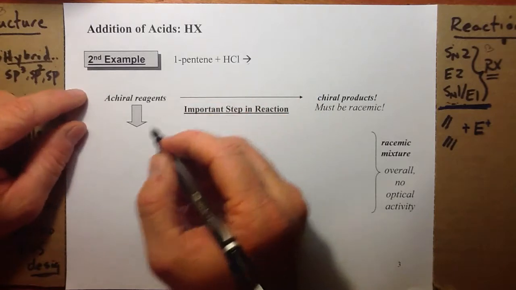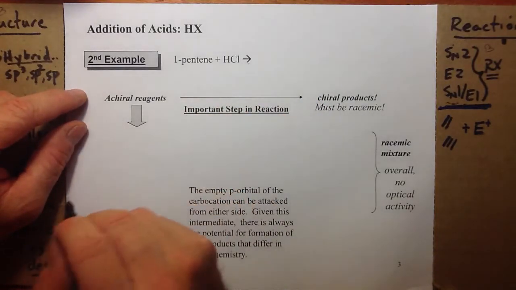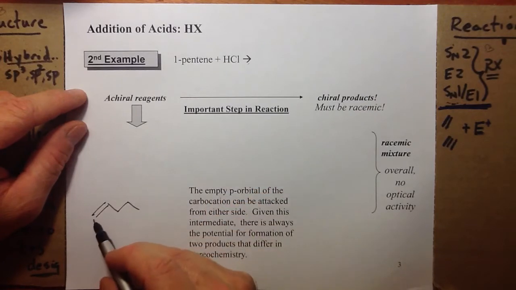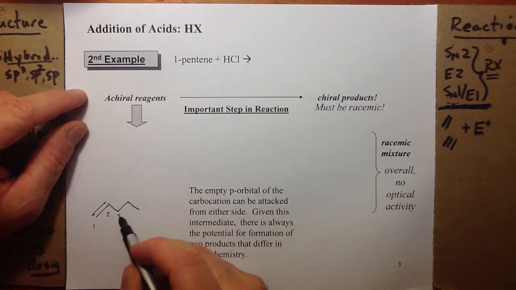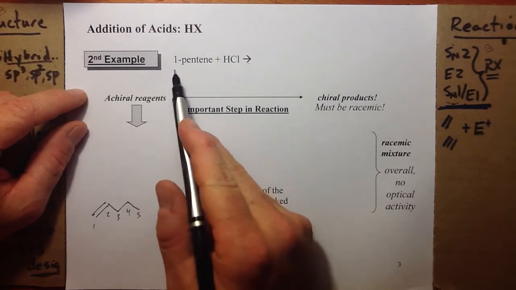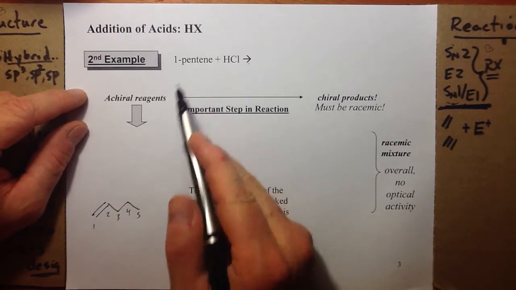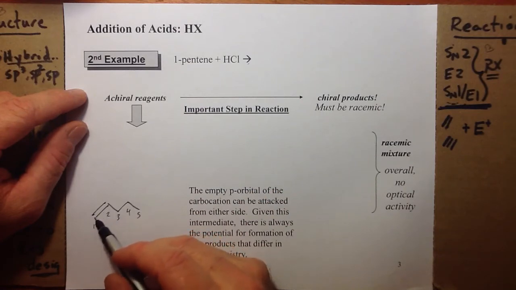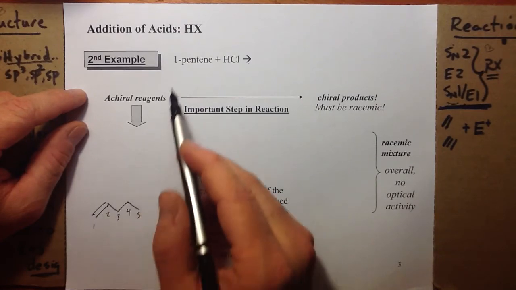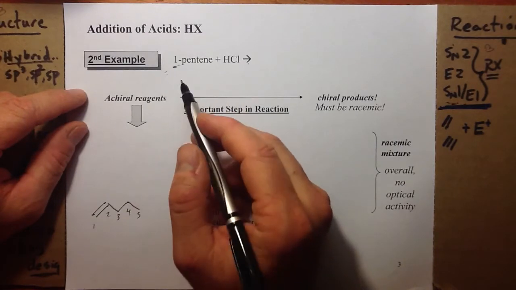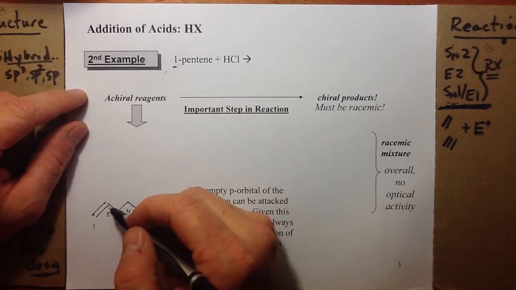It may be best to draw this out. So 1-pentene, 1, 2, 3, 4, 5. That's pentene, but we need to know where the double bond is. It's 1-pentene, not 2-pentene, but 1-pentene. So it's between the 1 and 2 carbon. We're signifying that the double bond starts at the 1 carbon and bonds to the 2 carbon.